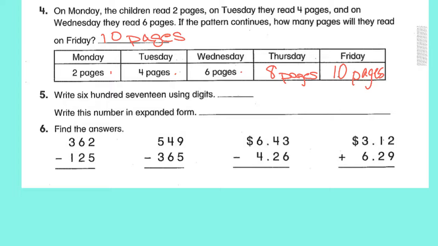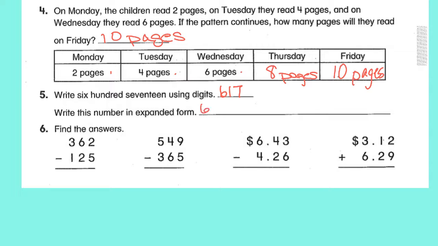Number 5, write 617 using digits. What would we write? Think about it. 617. So we need to write this number in expanded form. How should we do that? Think about it.